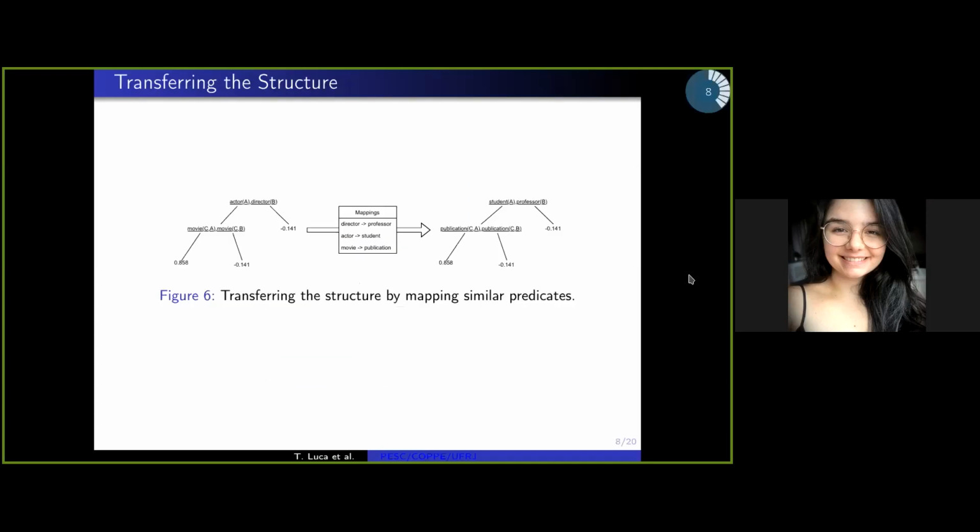We no longer want to train a model from scratch, so we use the structure learned in the source domain and replace each predicate in the source domain by its corresponding mapping in the target domain. In this case, actor will be replaced by student, director by professor, and movie by publication. We are only mapping predicates of the same arity. The algorithm continues on learning. This is just the starting point, so it continues on learning to fit the target data.